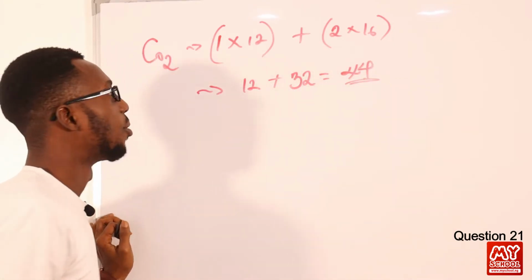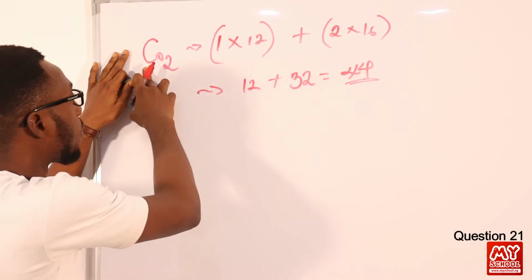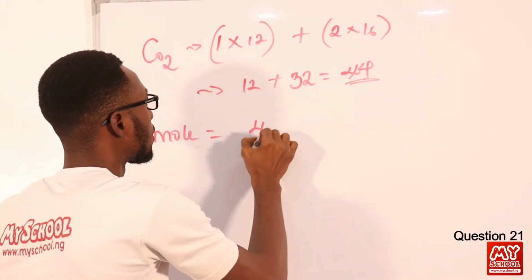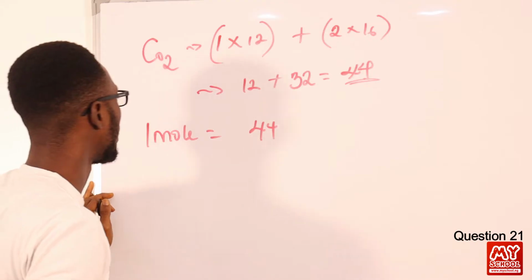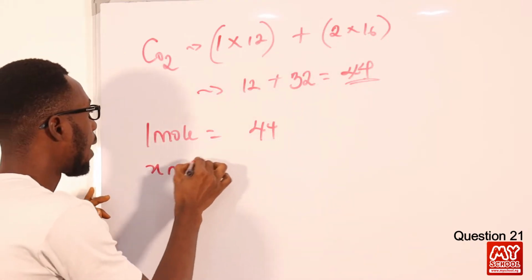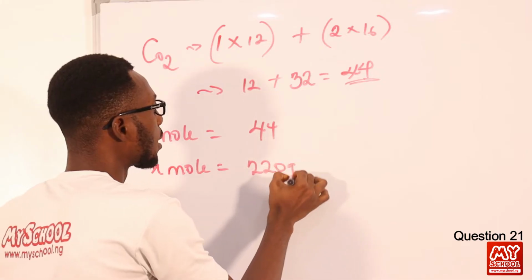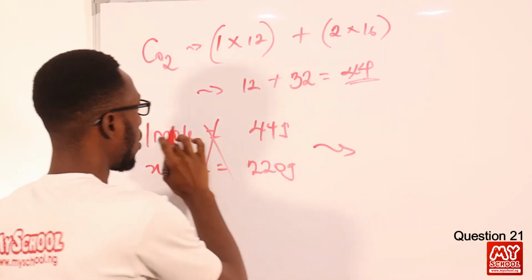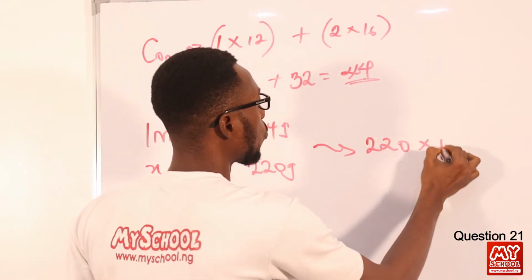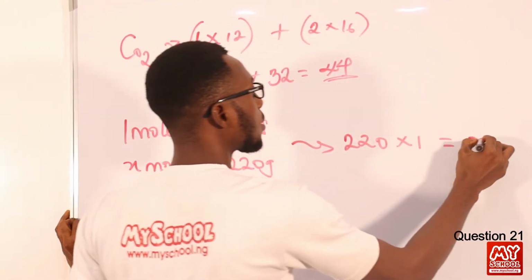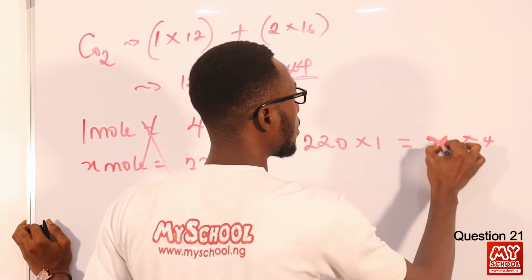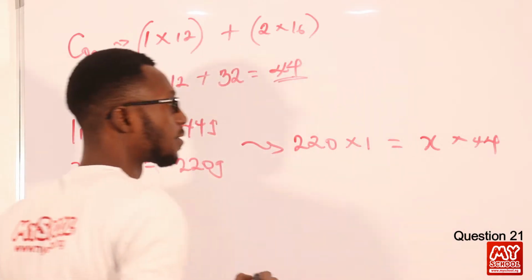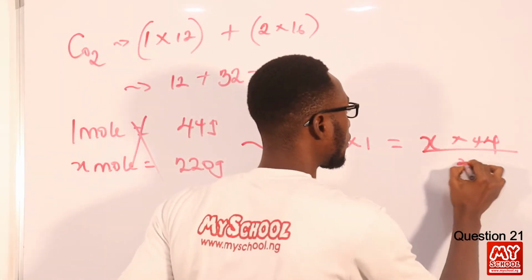So I know that this is just 1 mole of carbon dioxide. So 1 mole of carbon dioxide contains 44. How many moles will be found in 220 grams? We just cross multiply. Then I have 220 times 1 equals x times 44. So what do we do? Divide both sides by 44.